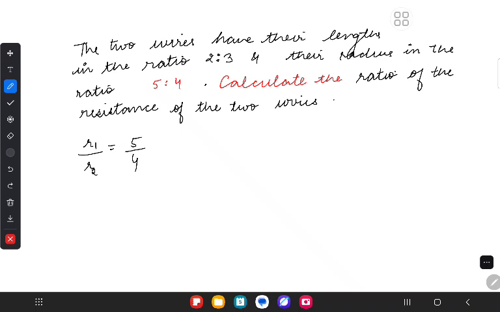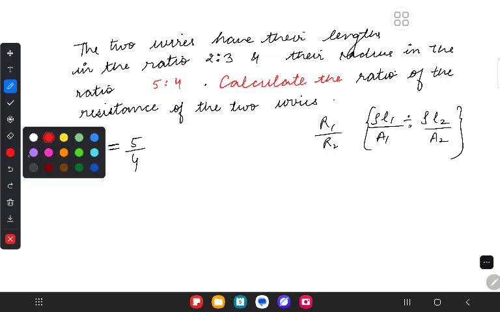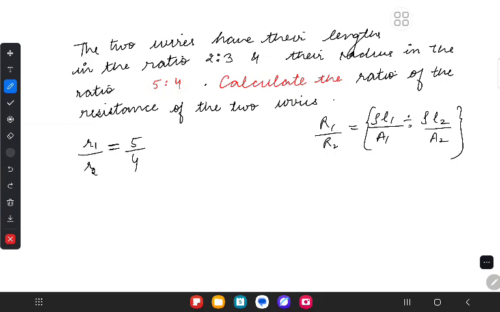So you understand that radius 1 upon radius 2 is in the ratio 5 upon 4. Are we understanding this part? So what do I need? R1 over R2 is going to be rho L1 upon area 1 divided by rho L2 upon area 2. Are we understanding my point? So when you have resistance 1 over resistance 2, that is going to be rho L1 over A1 divided by rho L2 over A2. What does that mean? Just tell me.